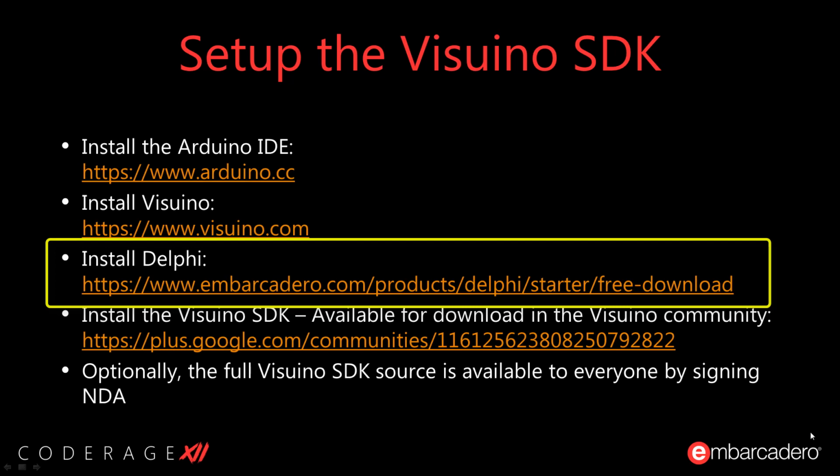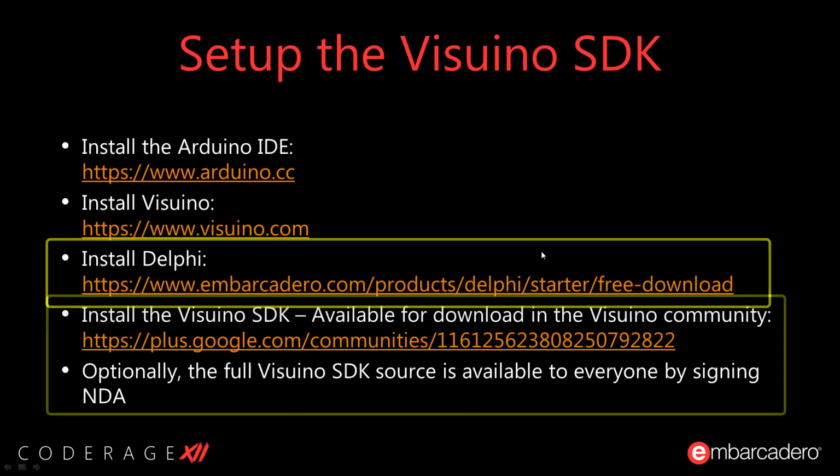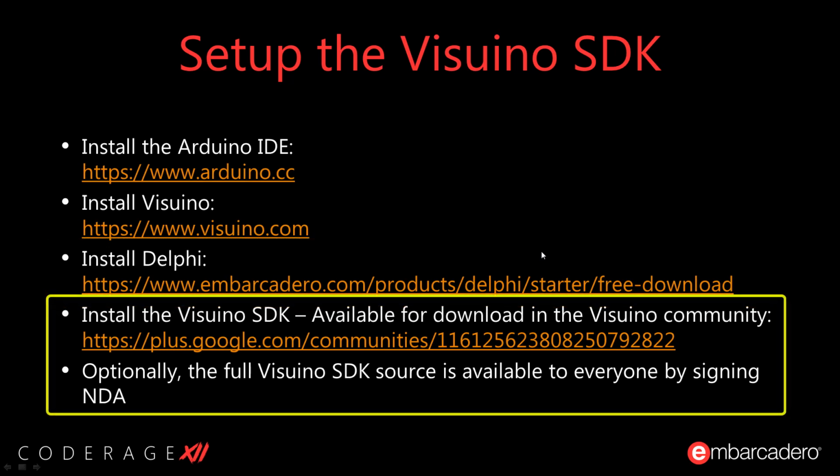Currently, Visuino is compiled with Delphi 10.2 Tokyo, so you will need to download and install at least the free starter version. Next, you will need to download and install the Visuino SDK. The SDK is available for download in the Visuino G+ community. The SDK is completely free and comes with some example components. Optionally, the full Visuino SDK source is available to everyone who is willing to sign an NDA.